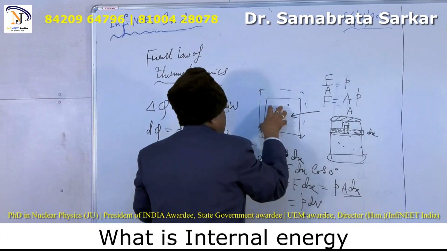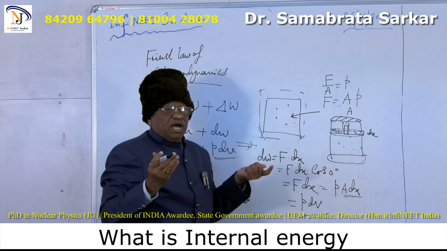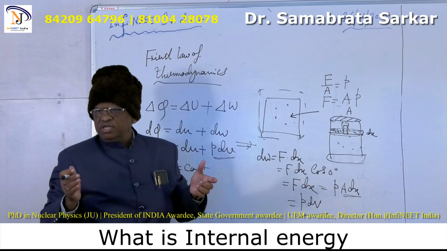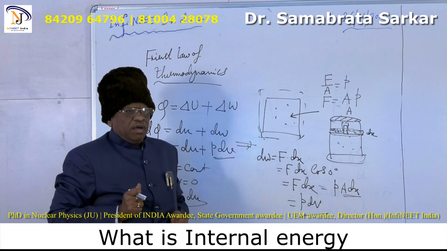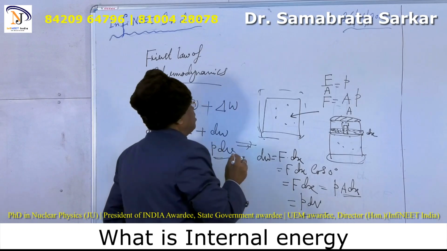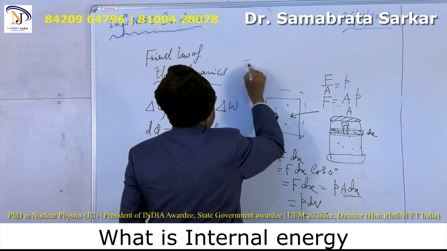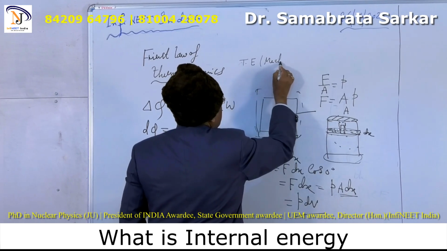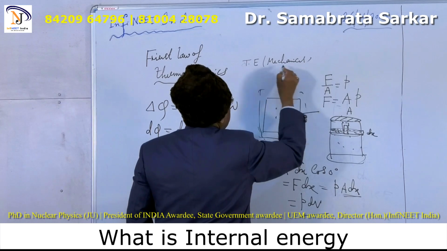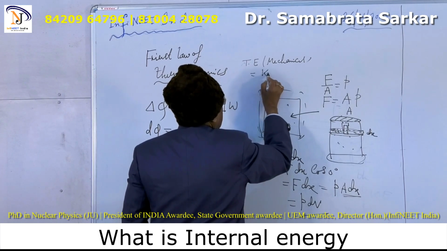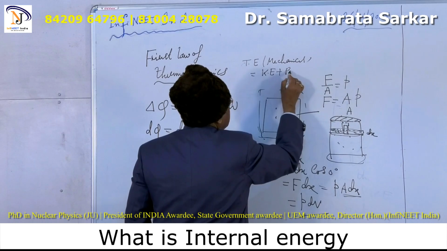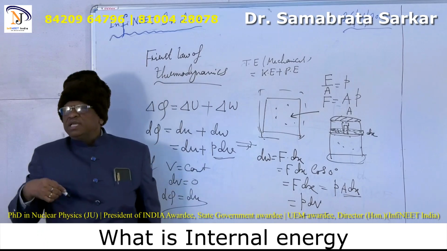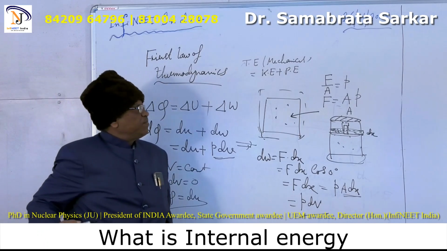Within these molecules there is certain energy. How do we know it is having energy? Because the molecules are in chaotic motion. So the total energy means total energy of the molecules, that is, mechanical energy. Mechanical energy equals kinetic energy plus potential energy. Am I clear? Total energy means kinetic energy plus potential energy.